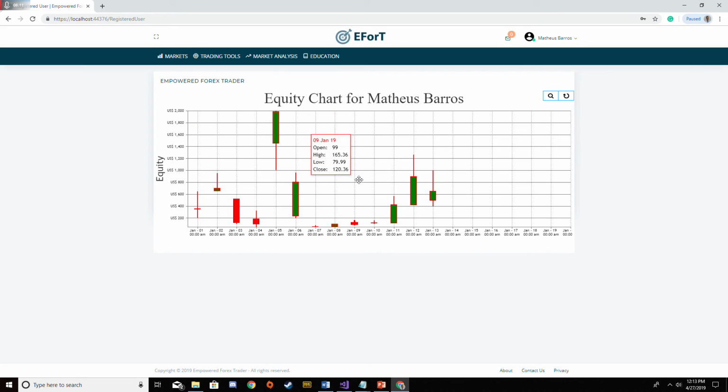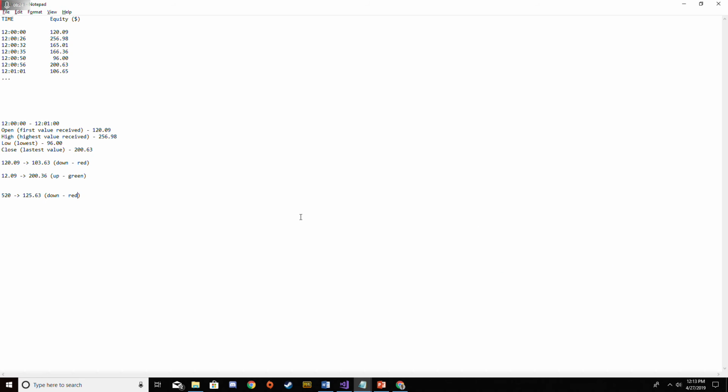So in this graph you can see that at this time, January 03, we lost money, we lost equity. But here we received a lot of equity. So that's it. I hope it helped you.